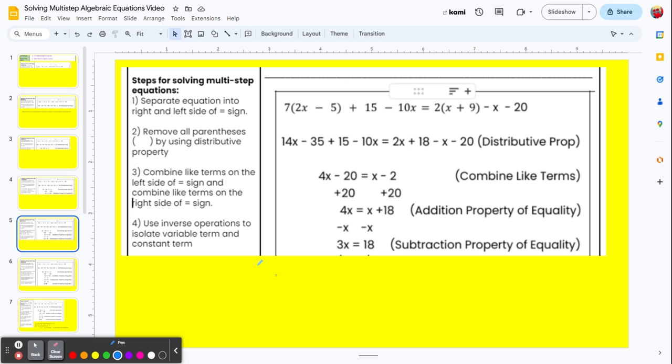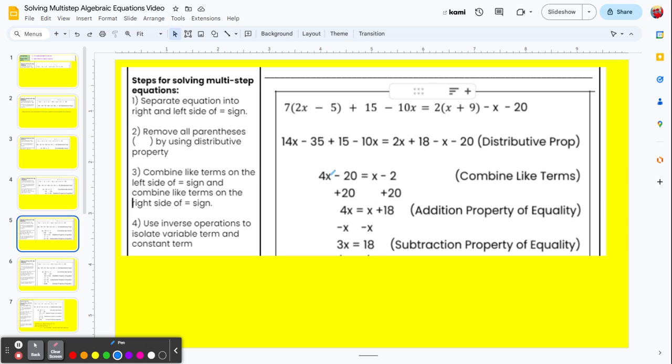Next, we're going to use inverse operations to isolate the variable term and the constant term. So we want the variable on one side of the equal sign, and we want the number on the other side of the equal sign. So remember, equal means it's the same on both sides. If you think about a scale, the weight is 100 pounds on the left and 100 pounds on the right. And so we've learned that what you do to one side of the equation, you must do to the other side of the equation to keep that scale balanced.